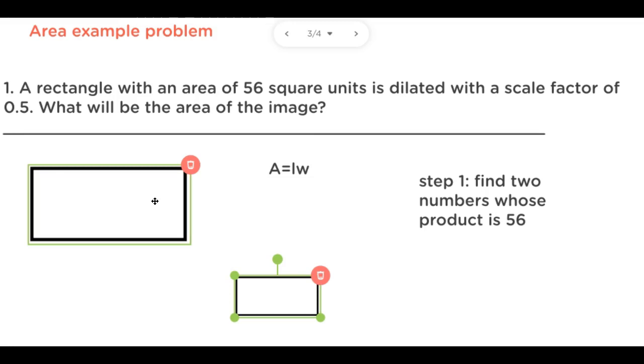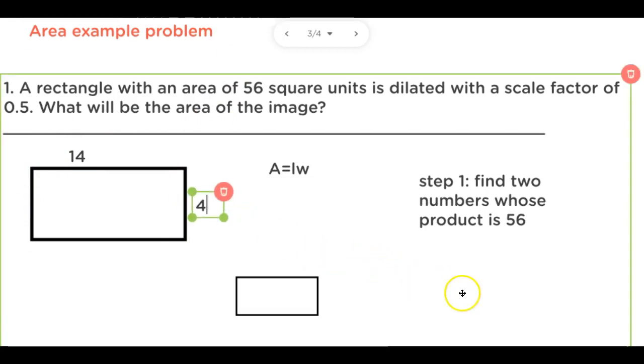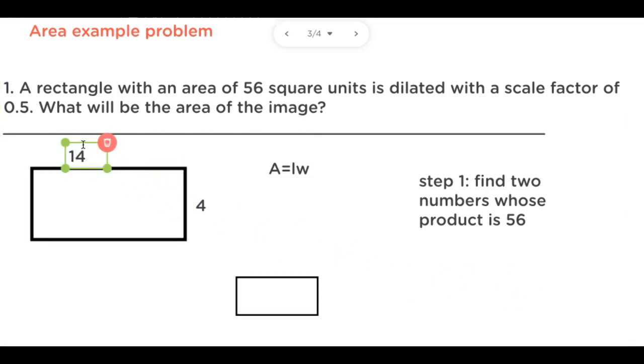56, is it divisible by 4? Let's go with 4 and 14. See the text box? Let's say that this side is 14 and in another text box this side is 4. So we've done step one. We got two numbers whose product equals 56. Step two.